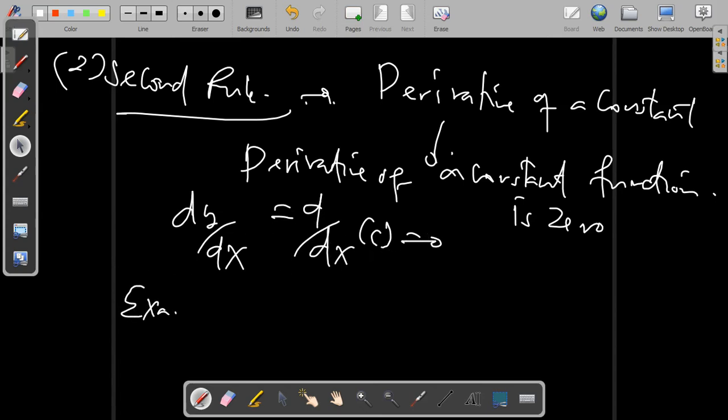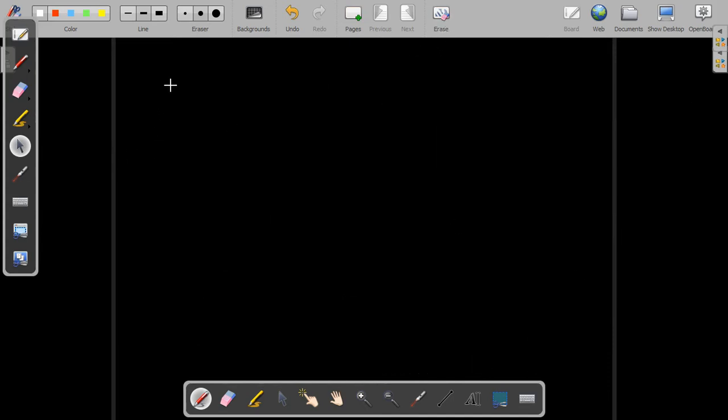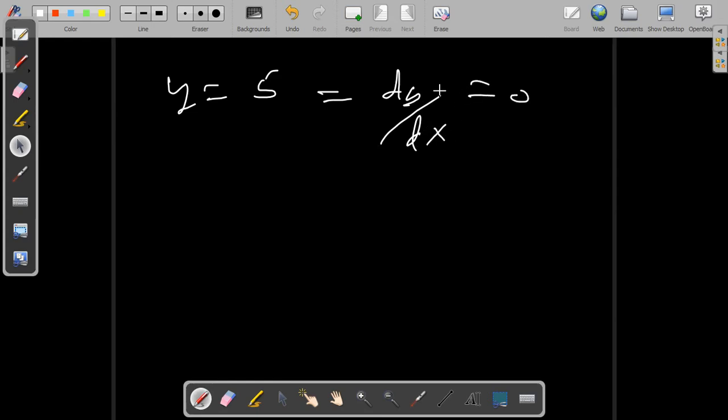For example, let's look at an example. If y is equal to negative 10, then you are required to find the derivative dy over dx from this function by using the derivative of a constant function. dy over dx would be equal to 0, since the derivative of any number that is constant is equal to 0. The same applies if you are given y is equal to 5. The derivative of a constant here would be dy over dx is equal to 0. The derivative of a constant number is equal to 0.